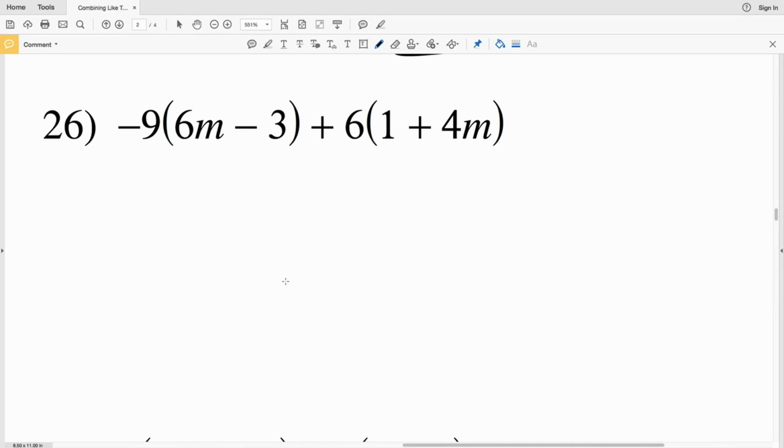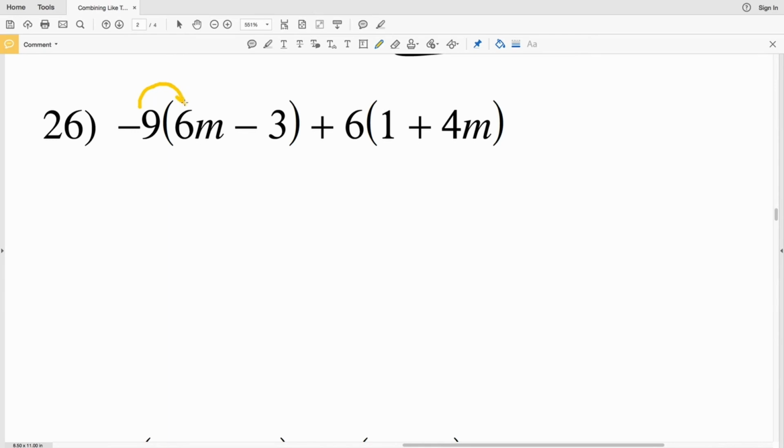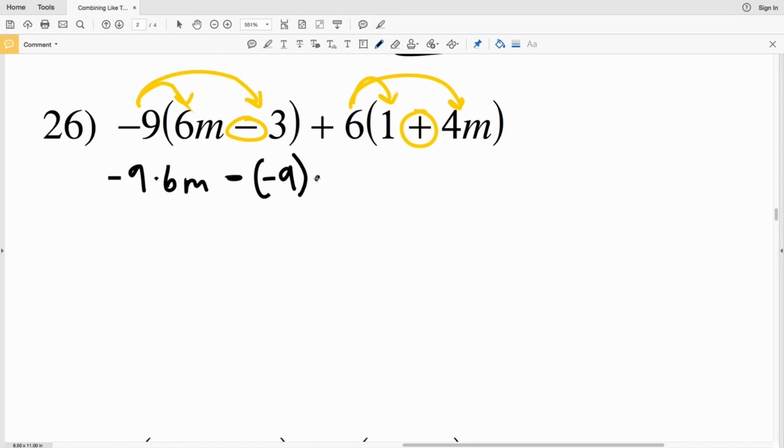Number 26, we're actually going to have to do the distributive property twice. Multiply the negative 9 to the 6m to the 3, and then take the 6, multiply it to the 1 and the 4. There's subtraction between these two terms and addition between the other two terms. So this is going to be negative 9 times 6m minus negative 9 times 3 plus 6 times 1 plus 6 times 4m. Order of operations, we're going to do all multiplications first.